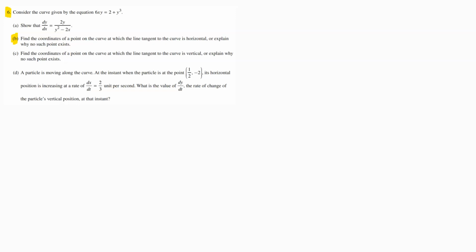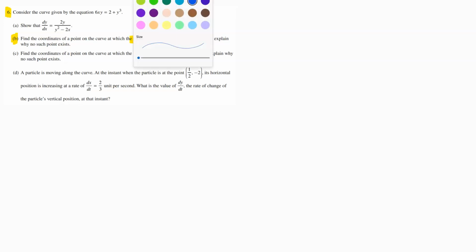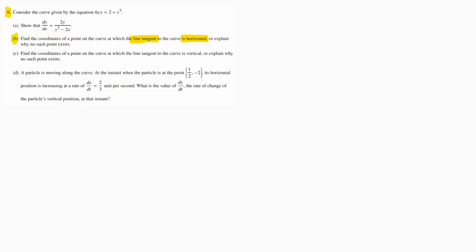So part B here wants us to find the coordinates of a point on the curve which lies tangent to the curve that is horizontal. So what we're looking for is when we would have a horizontal tangent line. First and foremost, let's talk about when that happens. A horizontal tangent line is going to happen when your derivative is 0. Because when your derivative is 0, that means your slope is 0, and so your graph had to be horizontal, at least for that one moment in time.